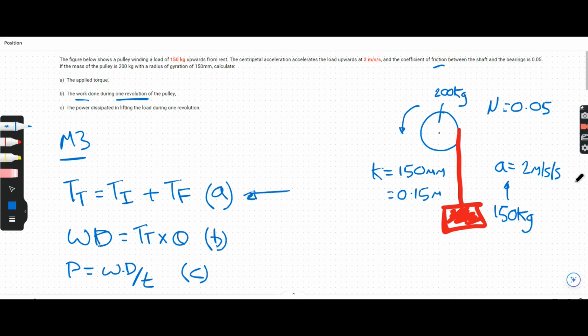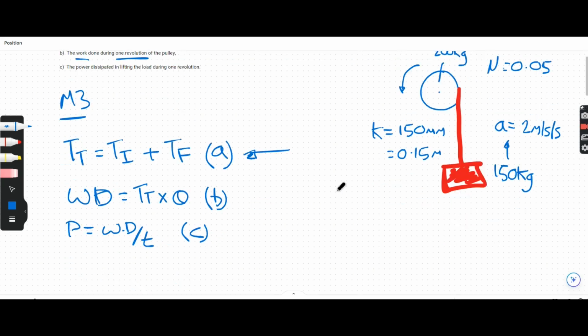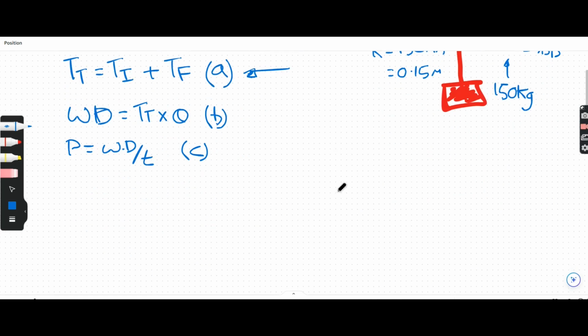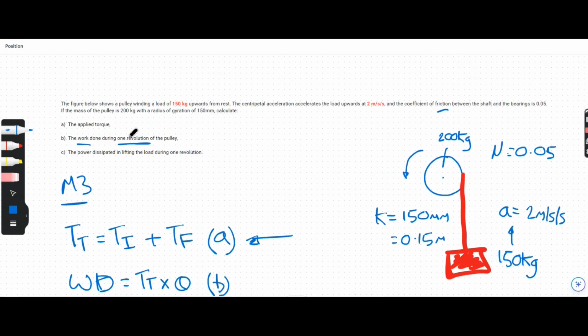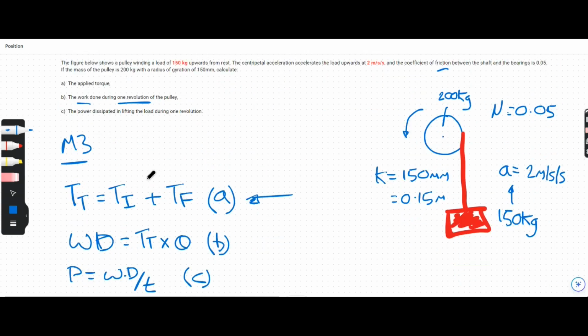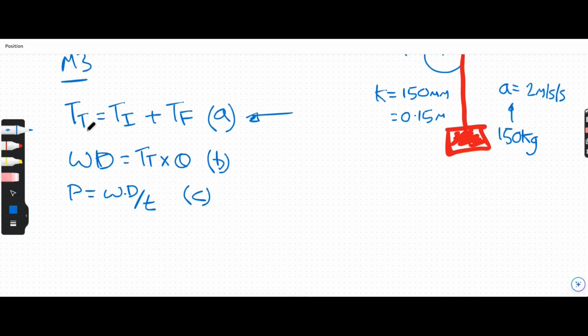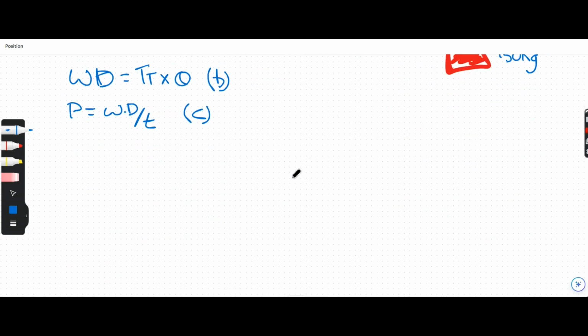Okay. So we'll do part A. I'll scroll down a bit. Part A is coming next. We've got to find total torque, the applied torque, which is the total torque. So we're going to find out torque to overcome inertia and torque to overcome friction.